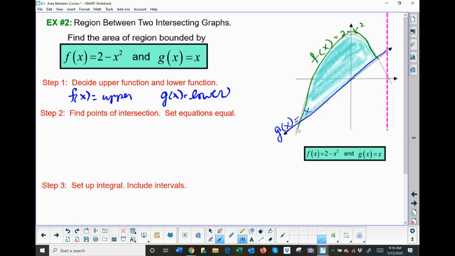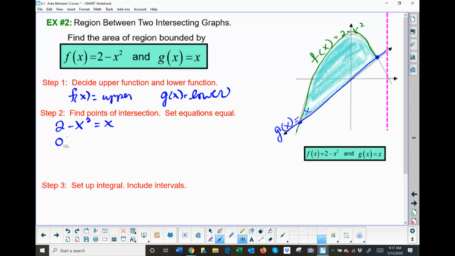Find the points of intersection. Oh, they did not give us the vertical bounds this time, so we need to go ahead and find that. How do I find out what they have in common? Well, it's where they're equal. So let's take 2 minus x squared, set it equal to x.